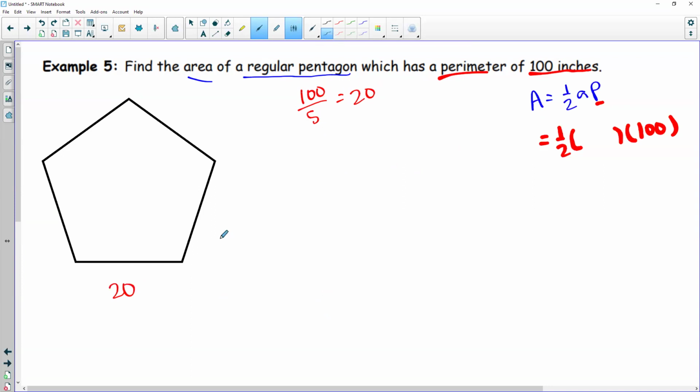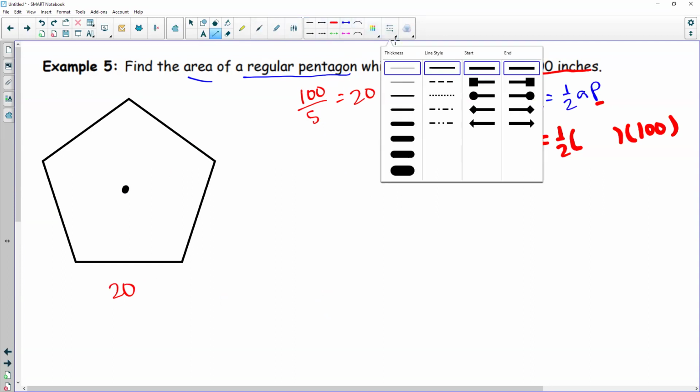Now, what we're missing right now is the apothem, right? So here is the center of our pentagon. To do this, we need to start by drawing 2 radii. So always start by drawing your 2 radii. Let me do this with some actually straight lines here.